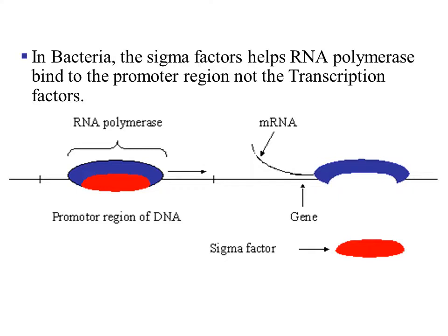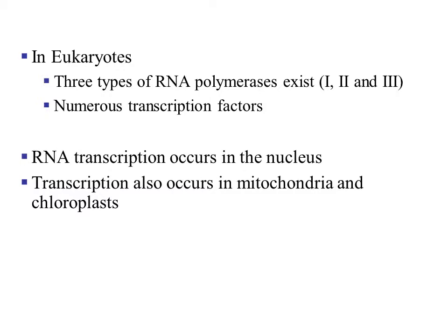In bacteria, they do not have TF, or transcription factor. They will have SF, a sigma factor. So the sigma factor is synonymous with the transcription factor. In eukaryotes, like humans, three types of RNA polymerases exist: polymerase 1, 2, and 3. Also, eukaryotes have numerous different types of transcription factors.